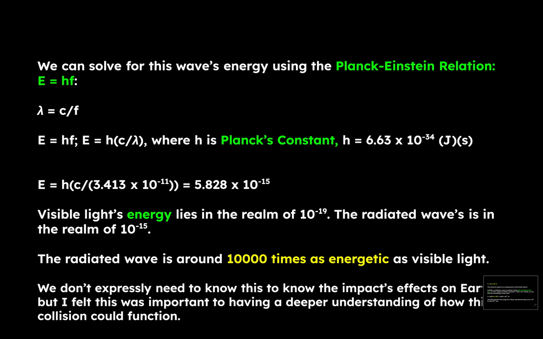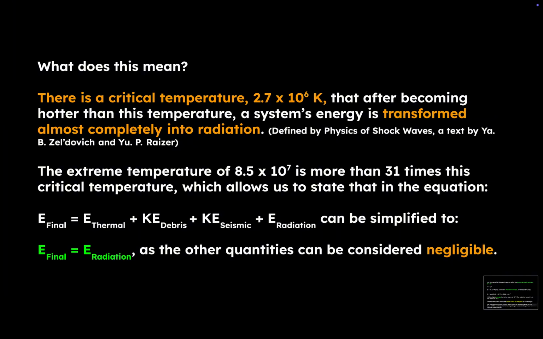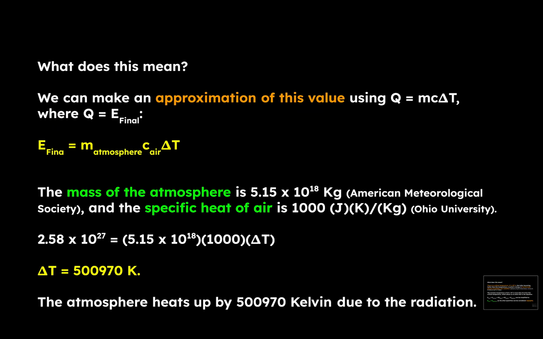We don't expressly need to know this information, but it's very important having a deeper understanding of how this collision would function and how the heating works. There's a critical temperature, 2.7 times 10 to the 6th Kelvin, that after becoming hotter than that, a system's energy is transformed almost completely into radiation, which is defined by the book Physics of Shockwaves, a text by these two authors. The extreme temperature of 8.5 times 10 to the 7th is more than 31 times this critical temperature, which allows us to state that in the equation we set up, E final equals E thermal plus K debris plus K seismic plus E radiation, can really just be simplified to E final equals E radiation, as all the kinetic energy becomes negligible. What does this mean?